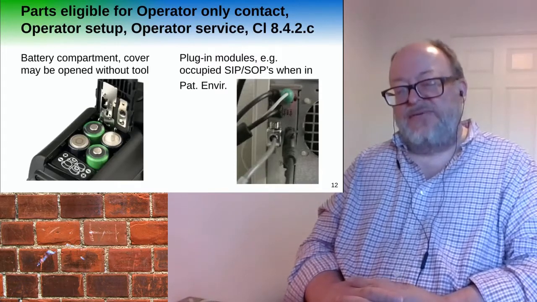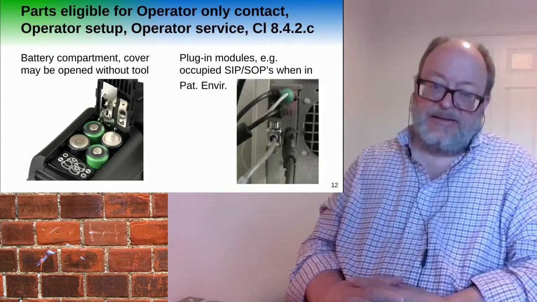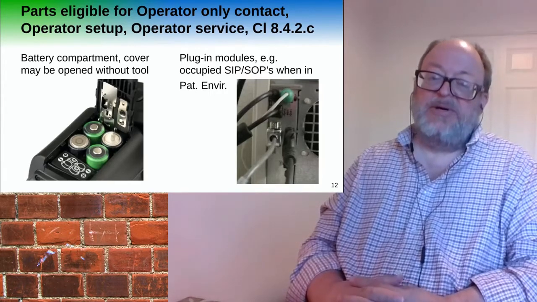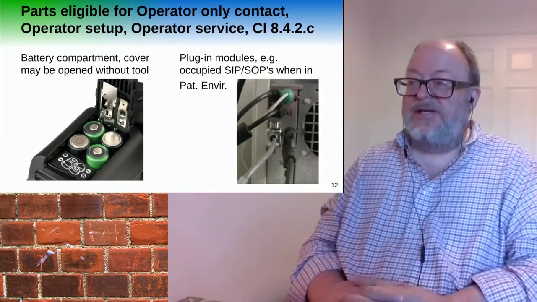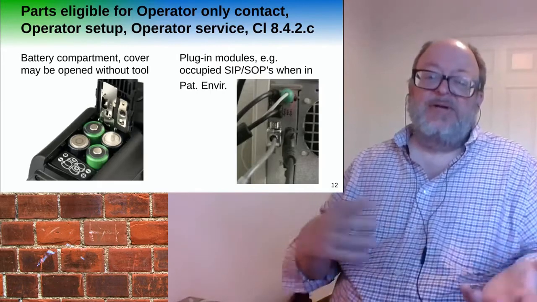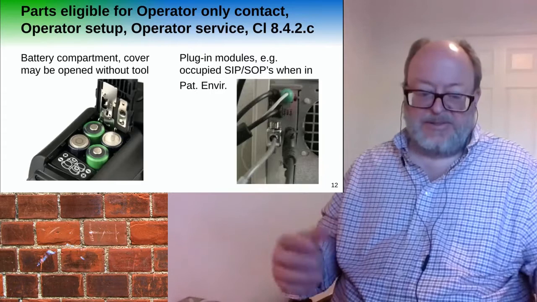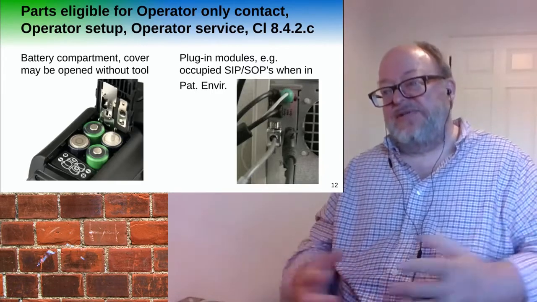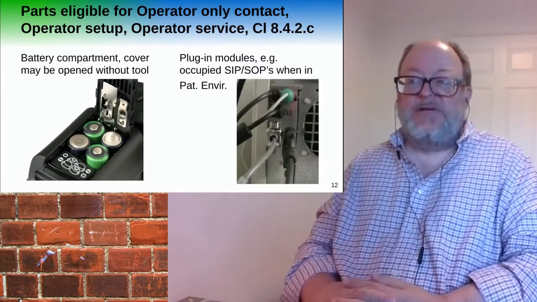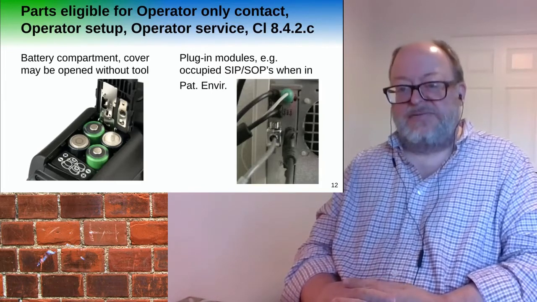The operator might have setup or service type functions. Consider the battery compartment with a door. The door didn't need a tool to open. And we assume that while the patient's not around, an operator might touch battery voltages, low voltage, and be able to swap those out, put the cover back in place if the patient's around.